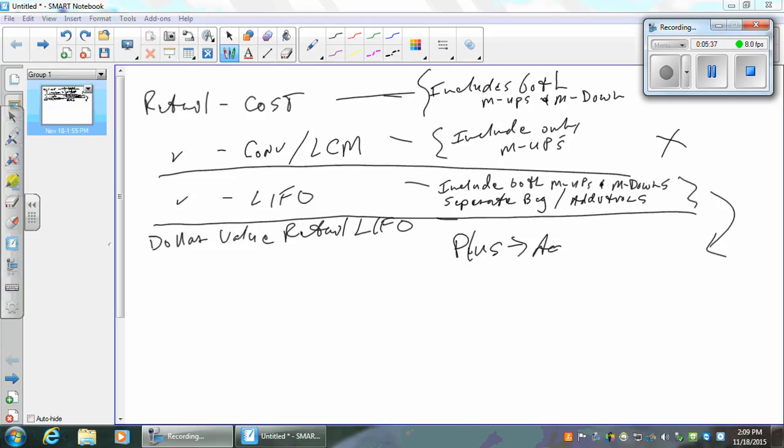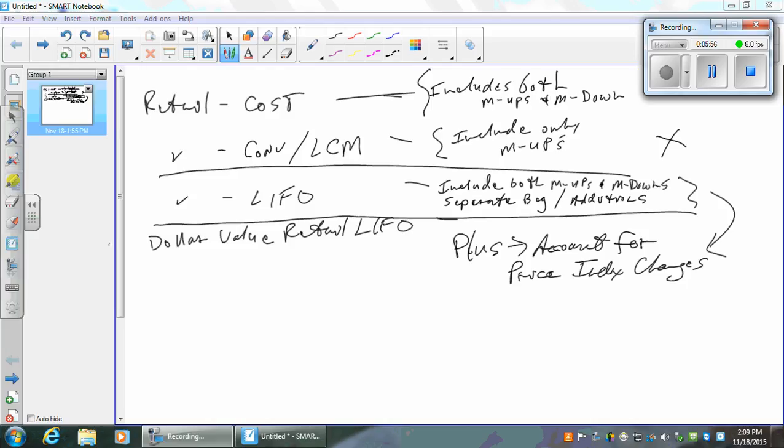Account for price index changes, just like we did in the last chapter with dollar value LIFO. Only now it's dollar value retail LIFO.